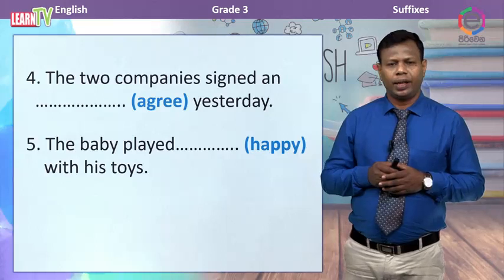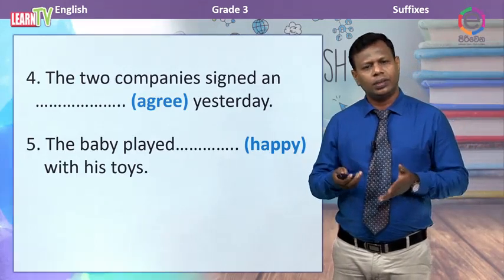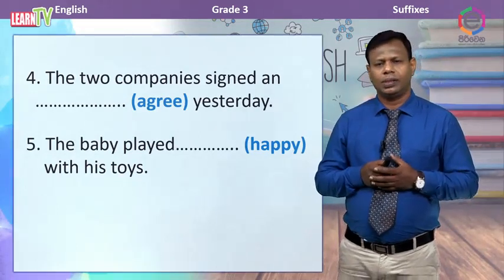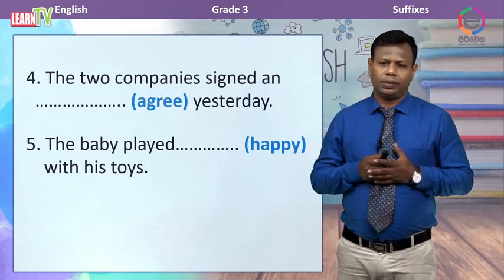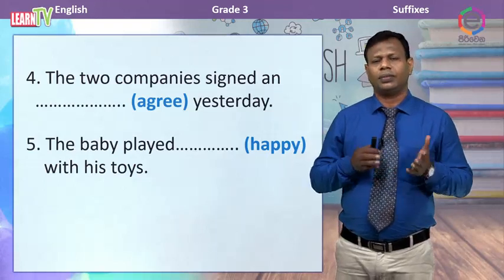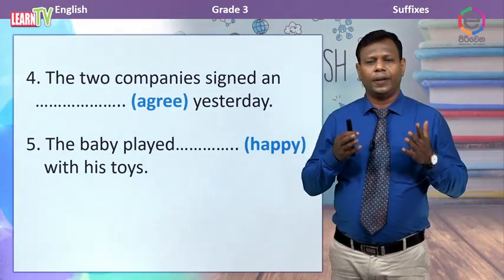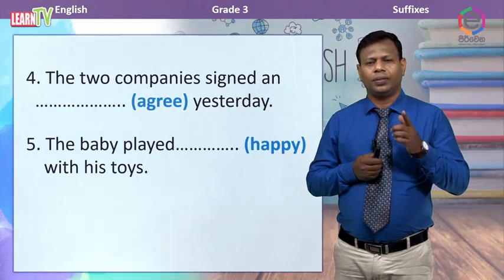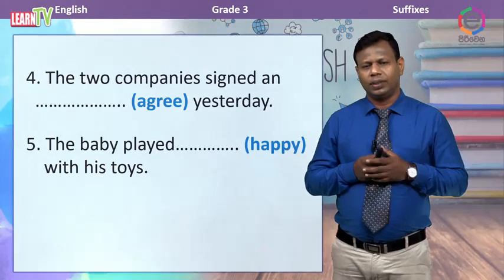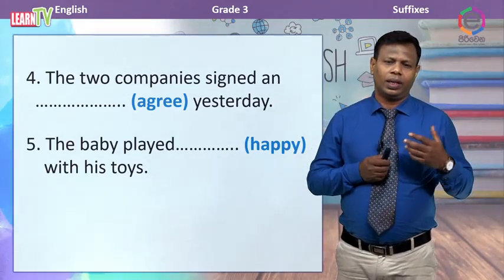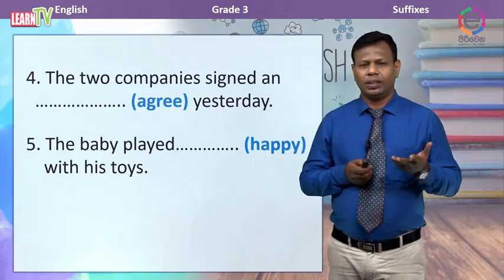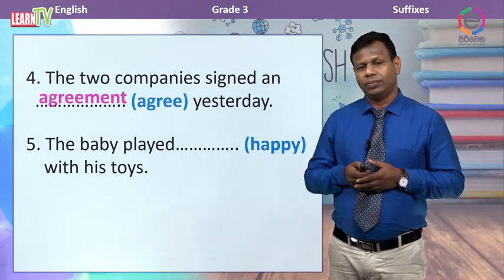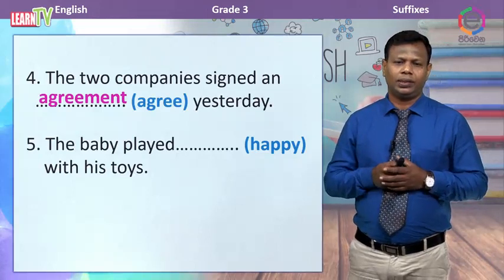The two companies signed yesterday. The two companies is the subject of this sentence. Sign is the verb. Then after the verb we use an object, then you can guess it with that N. We use N before a noun. Agree is a verb, so make it a noun using MENT, suffix MENT, agreement, yesterday.